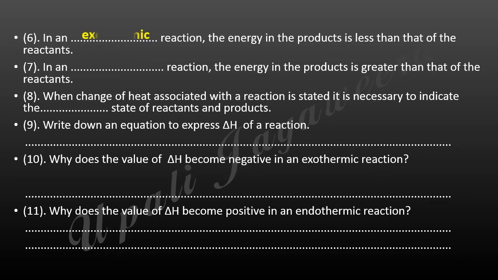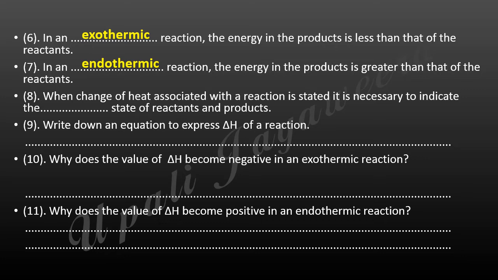Number 6. In an exothermic reaction, the energy in the products is less than that of the reactants because when the reaction takes place, heat is emitted to the environment. Number 7. In an endothermic reaction, the energy in the product is greater than that of the reactants because when the reaction takes place, energy is absorbed to the system.